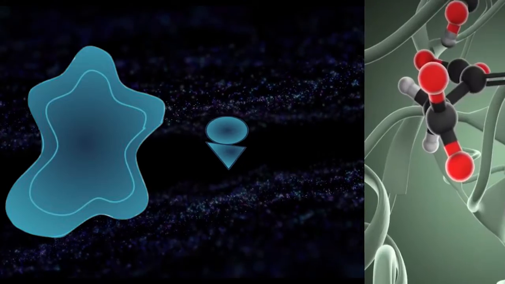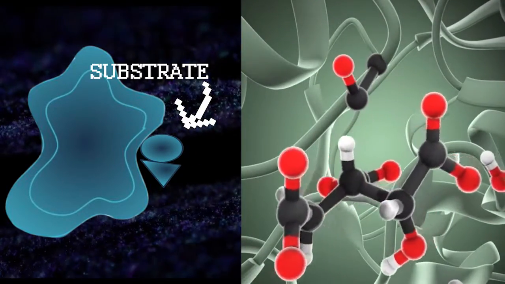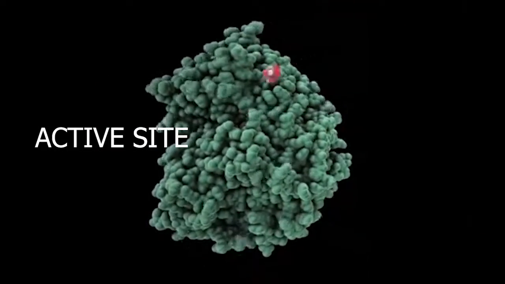Enzymes work by binding to reactant molecules and holding them in such a way that the reactions take place more easily. Molecules called substrates bind to the enzyme at the active site. The active site is where the catalytic activity occurs.